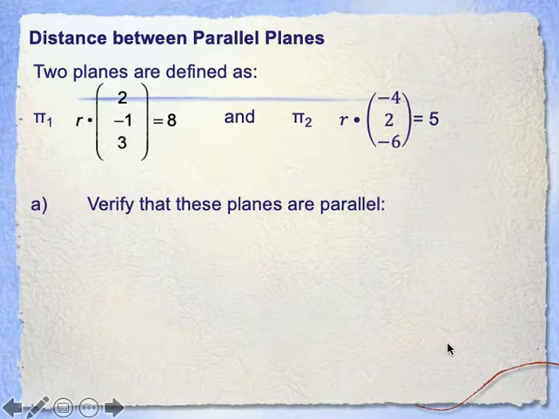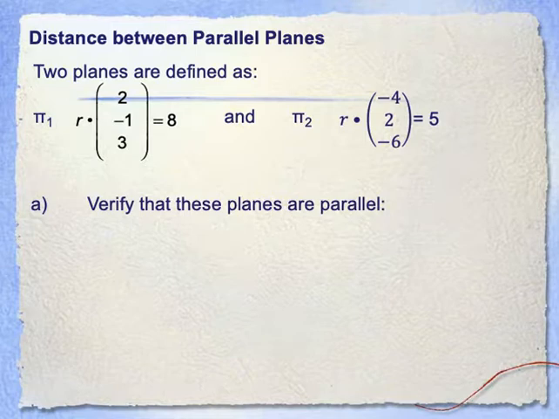So first one we're going to look at is the distance between parallel planes. So we're looking at 2 planes that are running parallel in space. So we've been given 2 planes. They're defined by r dot (2, -1, 3) equals 8, and the second plane is r dot (-4, 2, -6) equals 5. So the first thing we need to do is check that these planes are parallel.